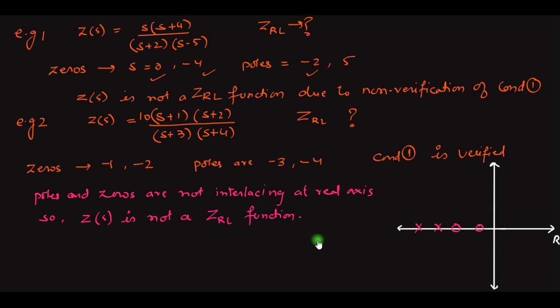Let us discuss our third numerical. We have a network impedance function which is (s plus 2)(s plus 4) divided by (s plus 1)(s plus 3), and we are required to check whether it is an RL impedance function or not.